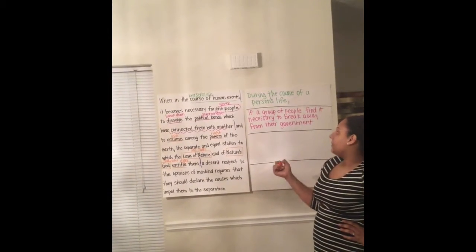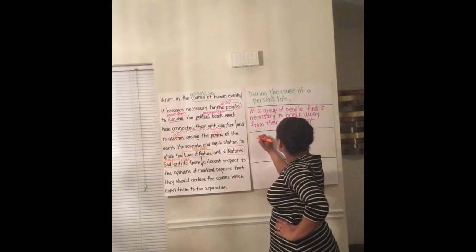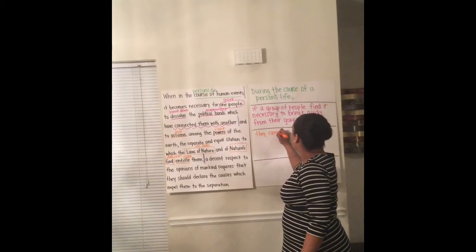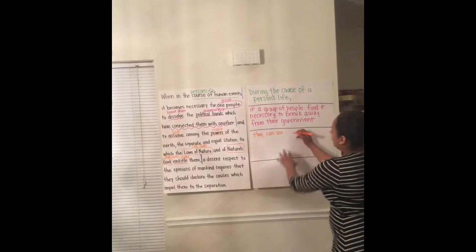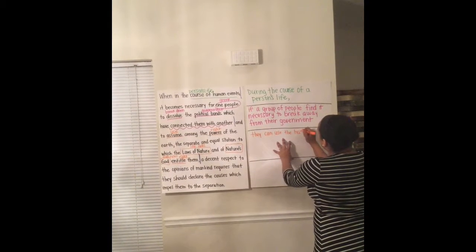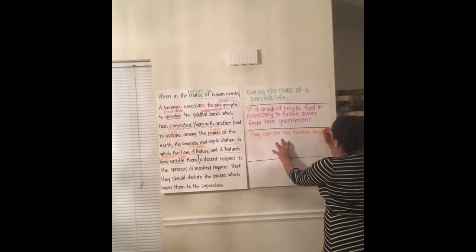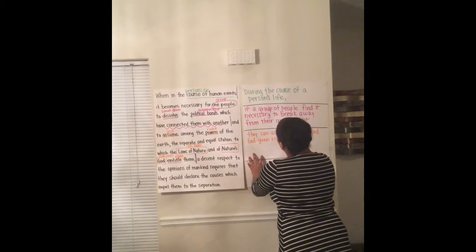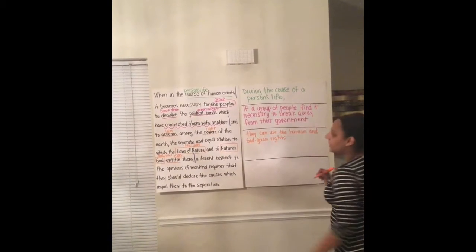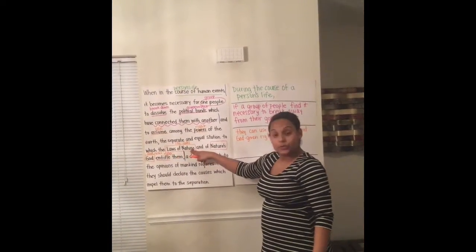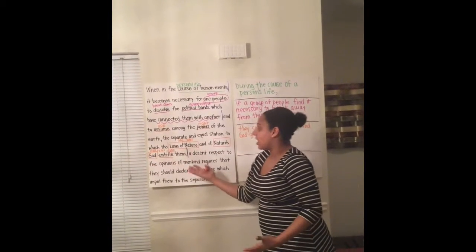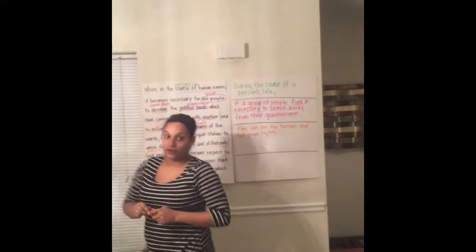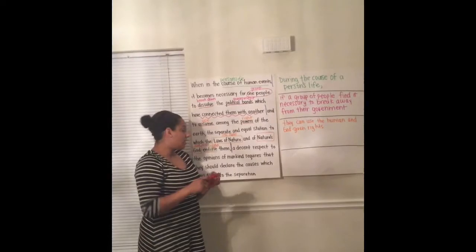Find it necessary to break away from their government, they can use the human and God-given rights. So everybody's given these natural laws and God laws, and they have a right to them. So we're able to use them. Now let's look at our final phrase. I'm going to use my final color.